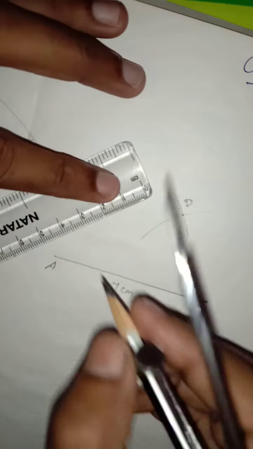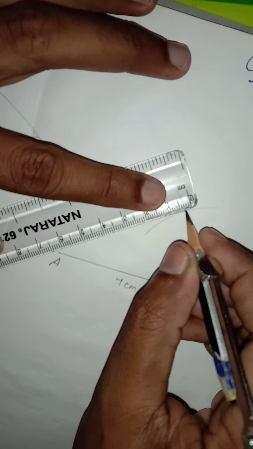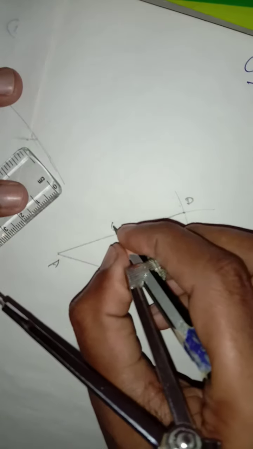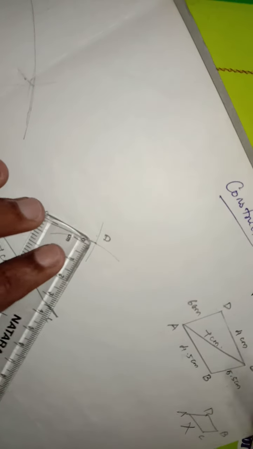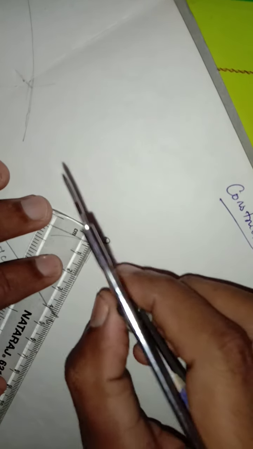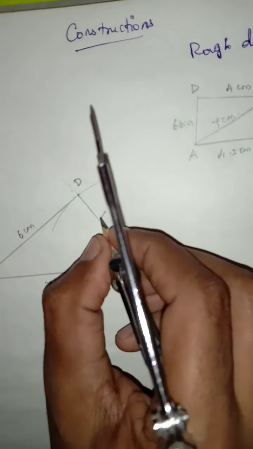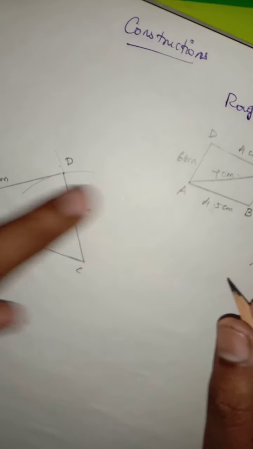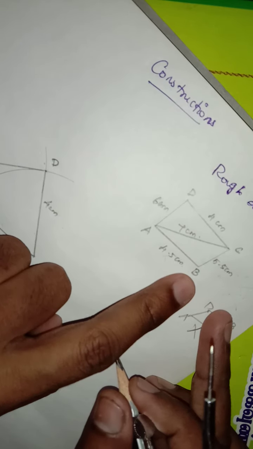From A to D, what measurement is given? We have drawn AD as 6 cm. Then and there you write the measurement. Join all the line segments, then it will be easy for you at the end. Then CD, how many centimeters have we measured? We have measured 4 centimeters. So we have drawn this upper triangle. Now we are going to draw the lower triangle.